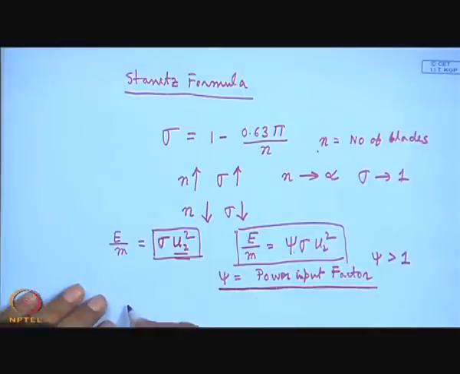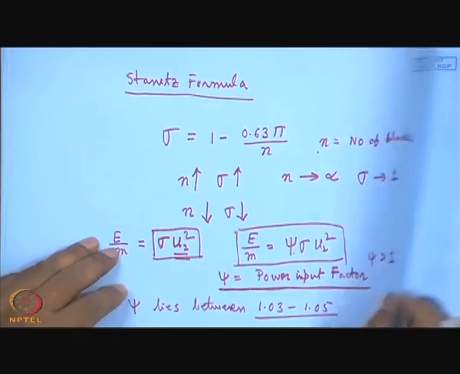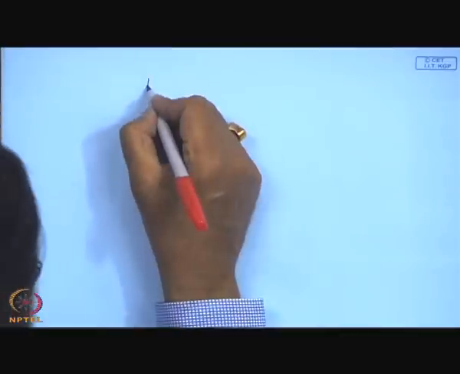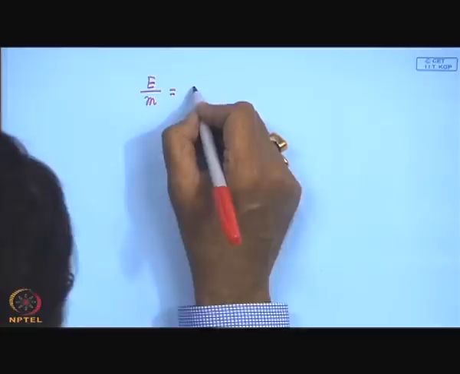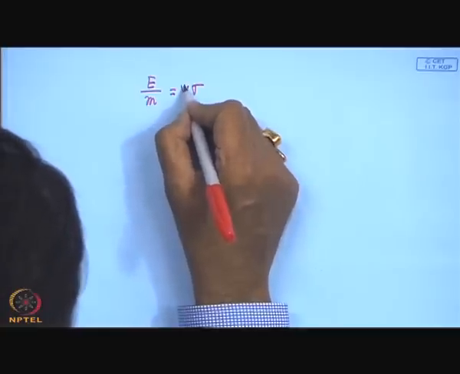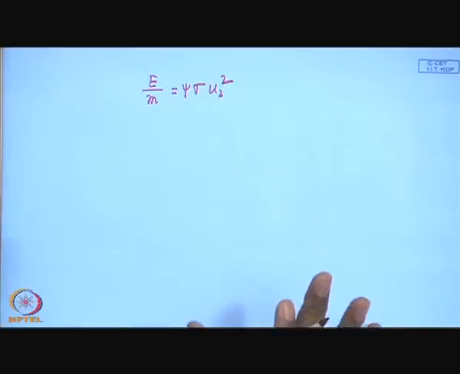And this value of psi usually lies between 1.03 to 1.05, like that. So finally, we arrive at this expression: the energy per unit mass given to the fluid is sigma psi sigma u2 square. This is the amount of energy given to the fluid.